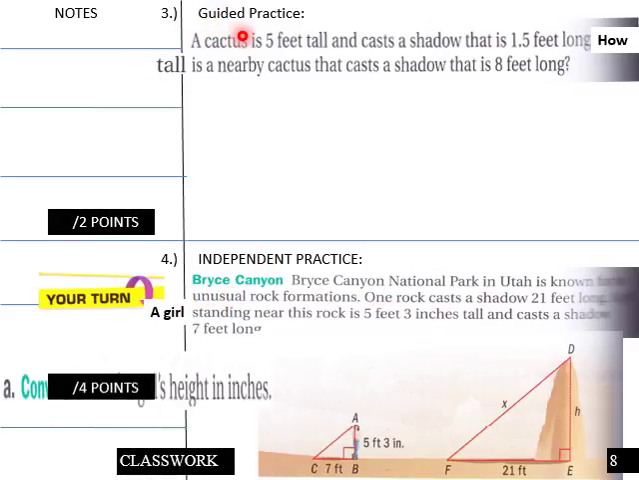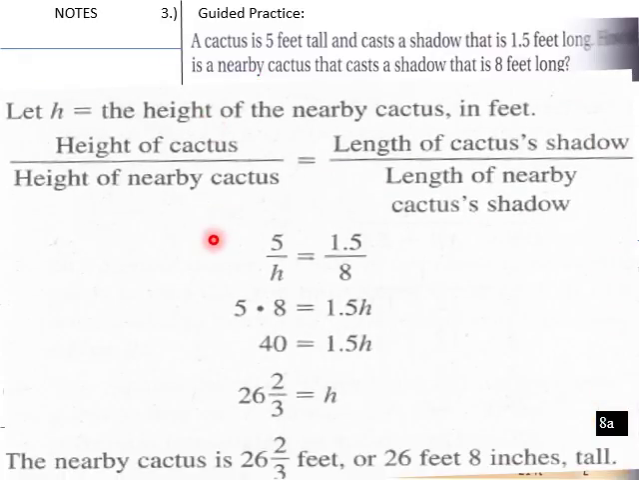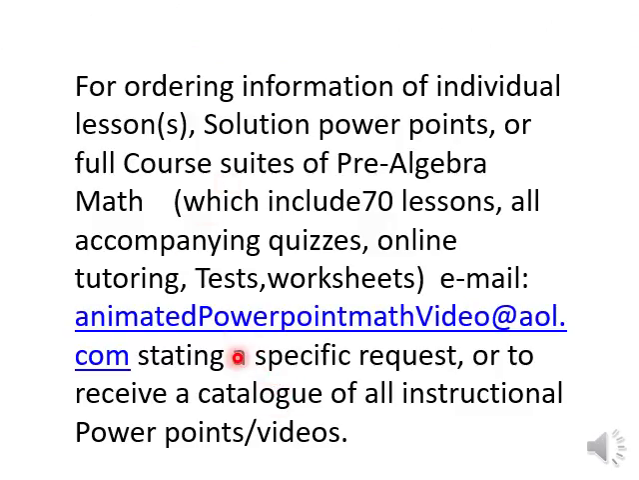Okay, up here our guided practice. This would be the proportion that you set up: height of cactus, height of nearby cactus, and then the length of the cactus shadow over the length of the nearby cactus shadow. We want to know the height of the nearby cactus, so we do 5 over h equals 1.5 over 8. Then we solve for h here, and we have 26 and 2/3 equals h. So 26 feet 8 inches tall for the height of the nearby cactus.